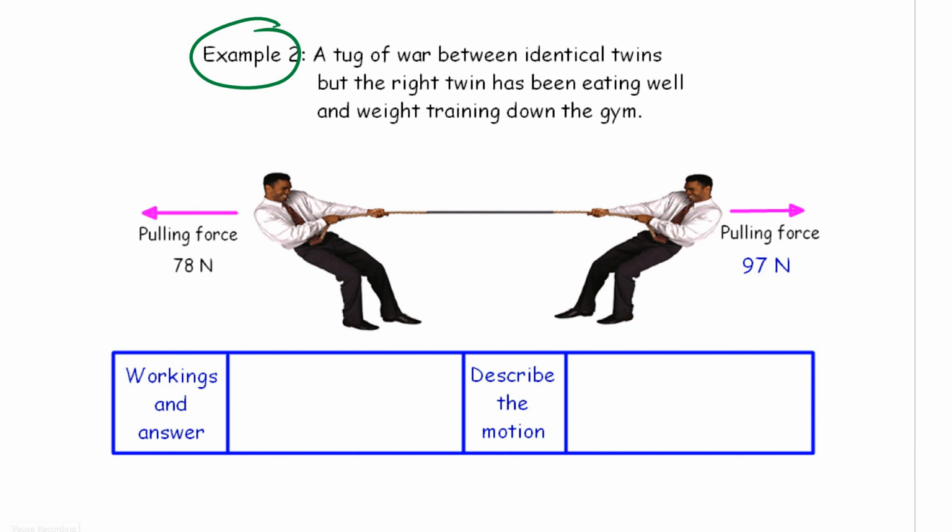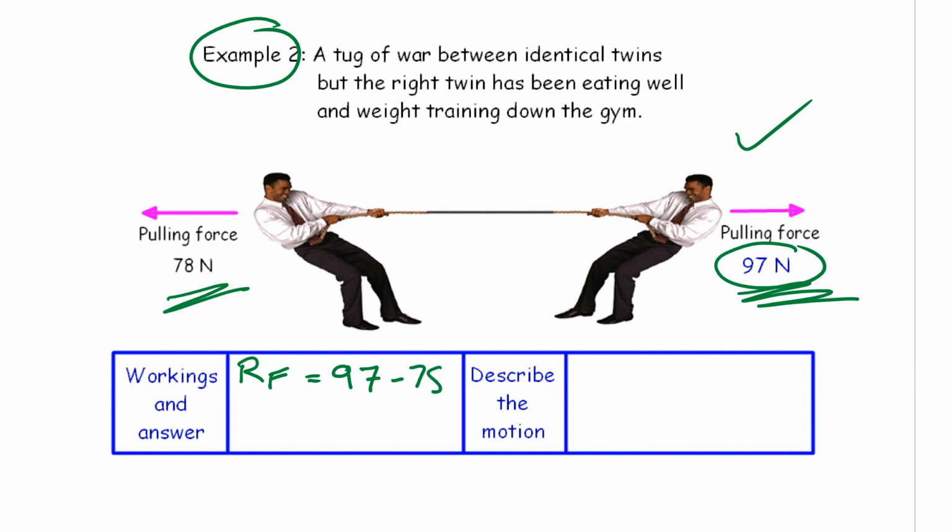Now, example number 2. It's a tug of war between identical twins, but the twin on the right has been eating well and weight training down the gym. He appears to be stronger than his other twin. Now, to work out the resultant force, it's given the symbol RF. They're in opposite directions, so you're going to take them away. And what you tend to do is put in the biggest value first. So it's 97, take away 78, and that will give us a resultant force of 19 newtons. And obviously it's going to be pulling towards the stronger identical twin.